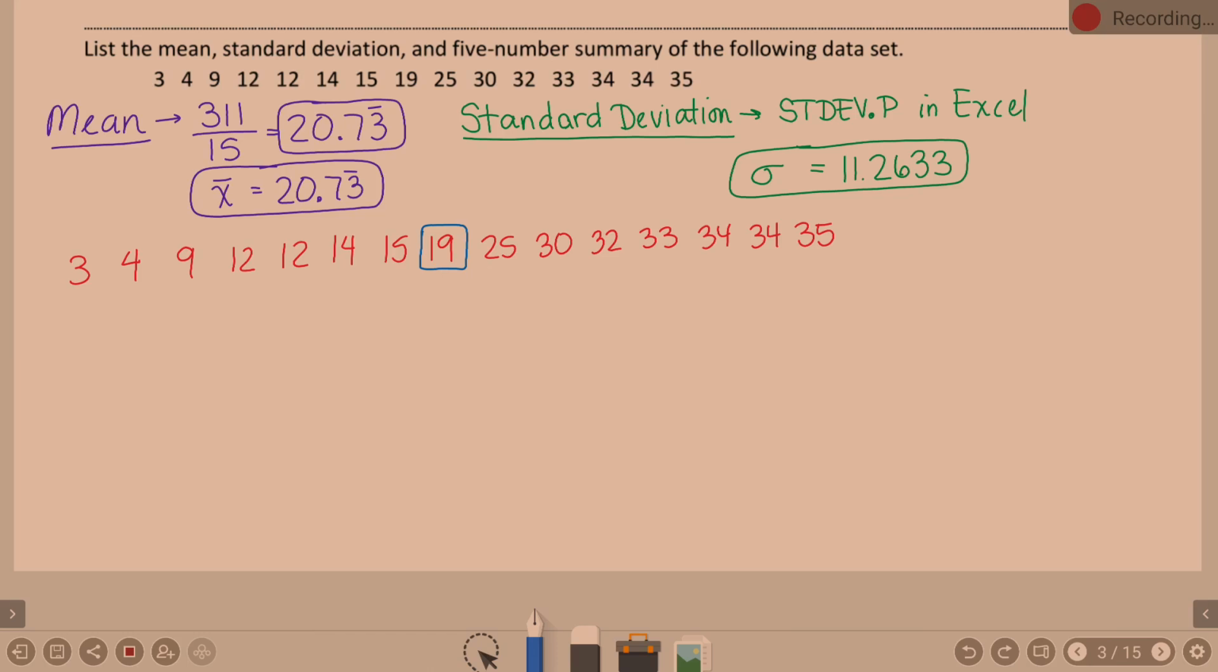Would the quartile be like, hold on, 33? Okay, median, 19. We got that one figured out.